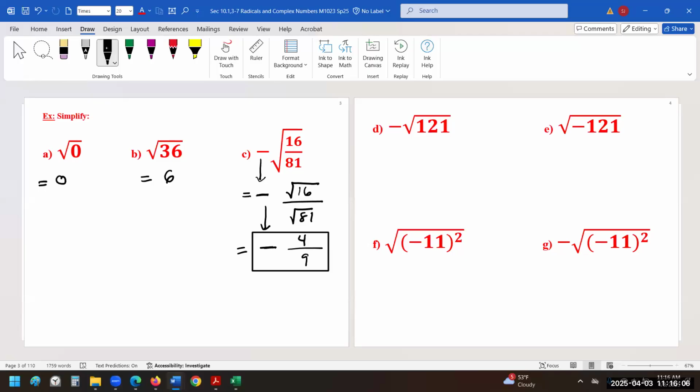Who would like to do D? Mohammed, go ahead. Negative 11. The square root of 121 is 11 because 11 times 11 is 121. And square root means what number, when you multiply it by itself, turns into 121. So you have a negative outside, so it's a multiplication. We bring it down and we find the square root of 121 is 11.